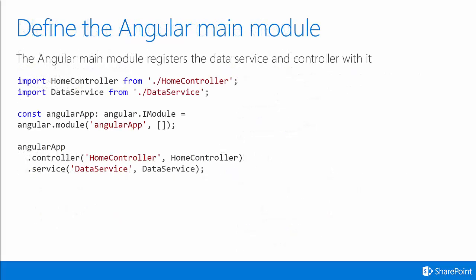After you've created your controllers and worked with your views, the next thing you need to do is define the Angular main module. The Angular main module registers the data service and the controller inside of it. And here's what that code looks like.